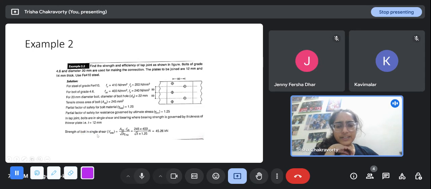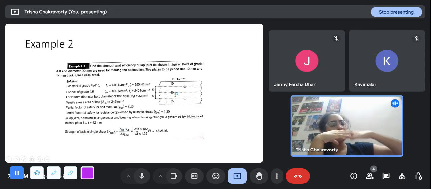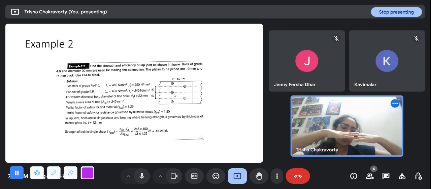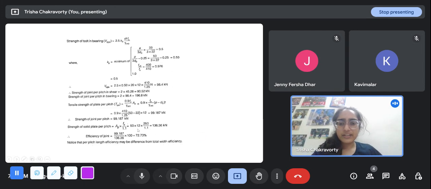The strength of the bolt in single shear is this. Here there is one shear plane. In overlapping joints, there is always only one shear plane, because there is no cover plate. There are two plates and the bolt goes through that. So the interface of the two plates is the shear plane. And so n_n is 1, and this is the strength of the bolt in single shear.